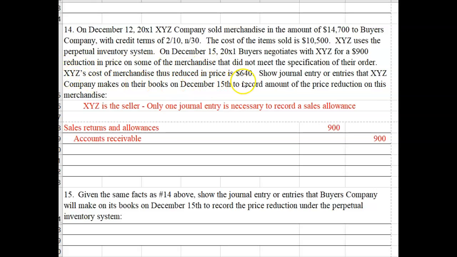If this had been a sales return, you would have needed the second journal entry and you would have needed to use this $640. But because it was a sales allowance, this $640 was superfluous information. You did not need that.